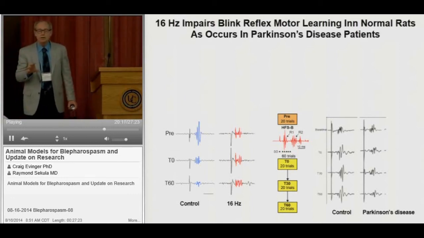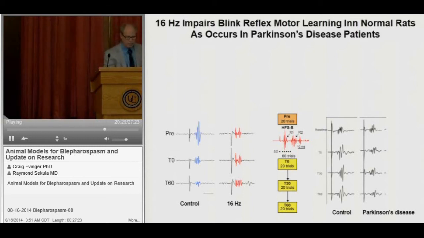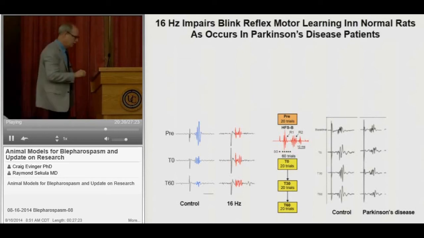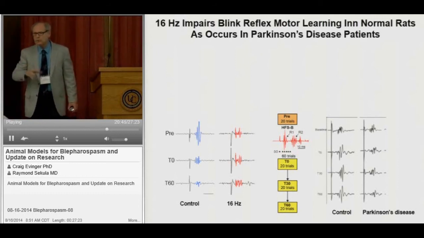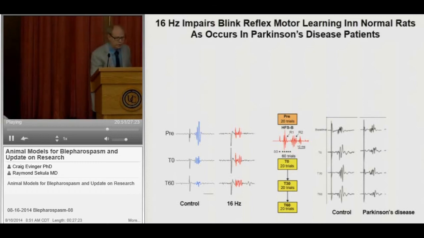All right. So let's take a rat now, a normal rat, and by control we mean we're not stimulating. And in this case, our goal was not to increase the amplitude, but to decrease the amplitude of the blink. So when you take this rat without any deep brain stimulation, no stimulation at all, here's before, here's a T0, and here's a T6. So you can see the blinks are getting smaller. If we do the same experiment on the same rat, except now we're doing 16 hertz, which should be like Parkinson's disease, okay, you don't see any change in the amplitude at all.